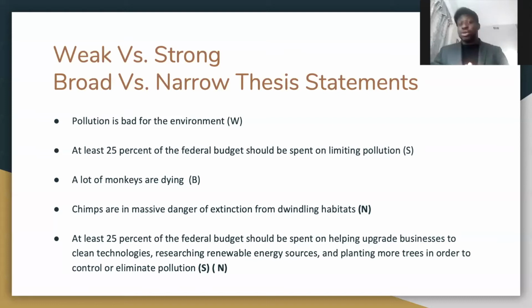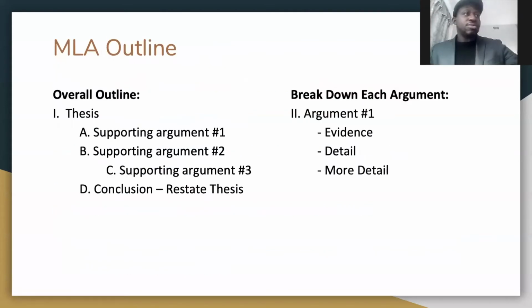That's a stance. That's the opinion in the thesis statement. They believe that 25% should be spent. That's great. Then they give specific examples. It's for clean technology, researching renewable resources, all right, and planting more trees in order to control or eliminate pollution. Very specific ways to combat pollution. They didn't just state a claim, they had very specific ways to back up and corroborate their claim. A very strong and a very narrow, specific thesis statement. Moving on.